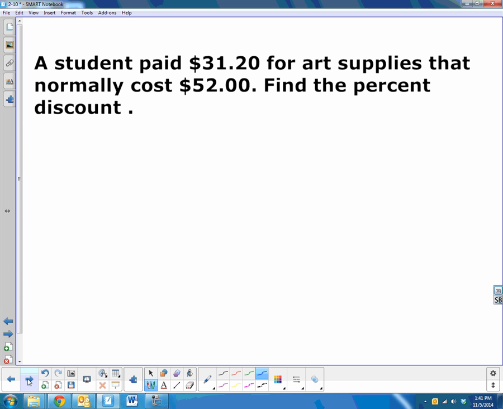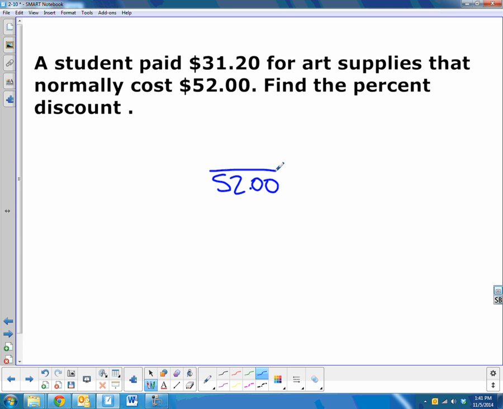Students, so here you go. You're buying supplies for school, for art school. Yeah, art supplies for school. It's $31.20 for the art supplies. They normally cost $52. So the original cost was $52.